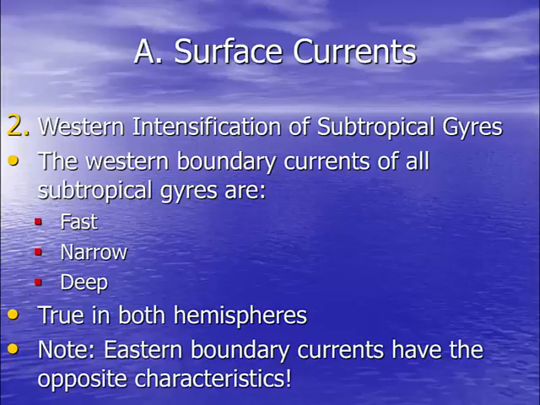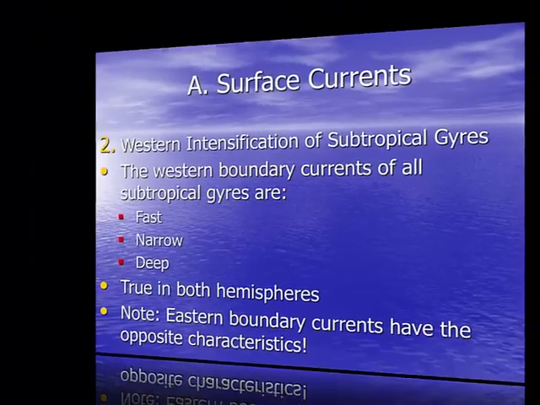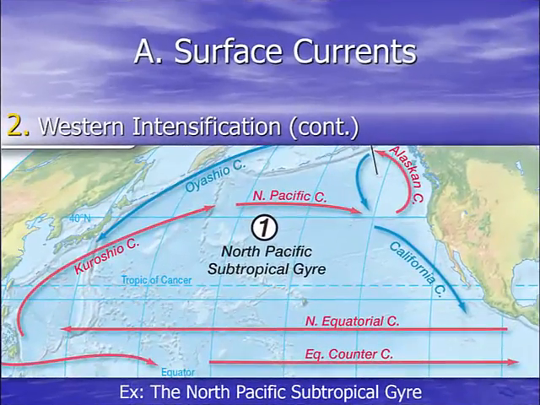And it's also interesting that the eastern boundary currents on the opposite side have the exact opposite characteristics. So they're not fast, they're slow. These currents aren't narrow, they're wide. And these eastern boundary currents are not deep, they're actually quite shallow. So I wanted to explain a little bit about why that is, and to do that we need to understand a little bit about the geography of an ocean basin.